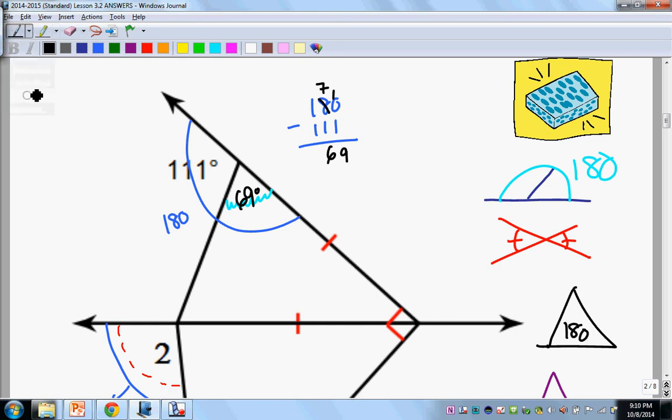Now, if there's two equal arms, there's two equal elbows. So have your classmates trace down these arrows that point. Force them to do that, please, because that helps them find out which angles are equal. And if this is 69 over here, that means this over here also has to be 69 degrees.